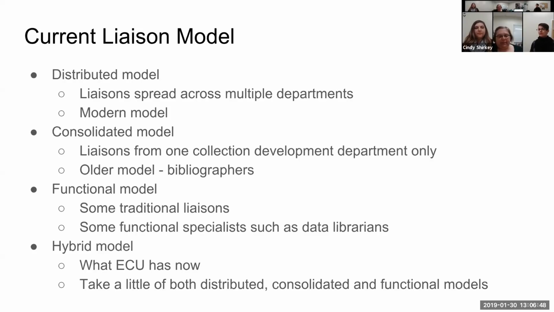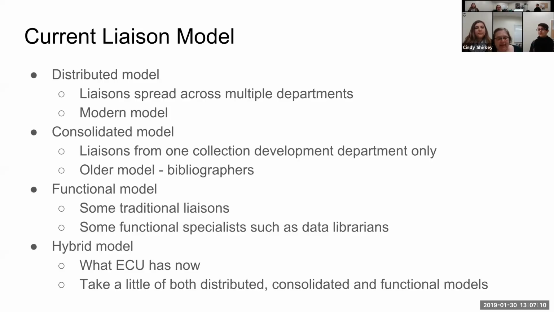First, I wanted to talk about the distributed model, probably because it's the most common. And that is where liaisons spread across various departments in the library. It's very popular from the 90s and the 2000s. It's still very popular, and it's a common model.